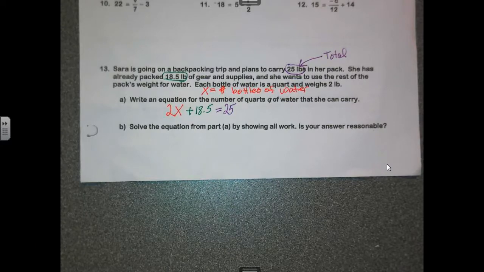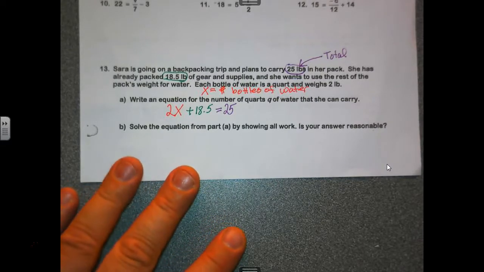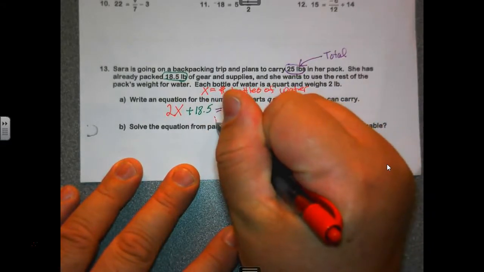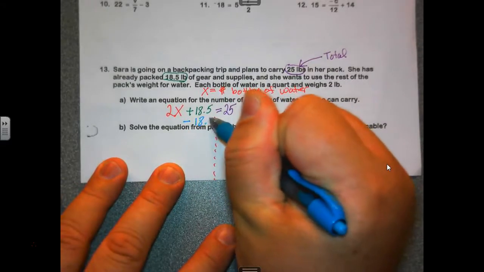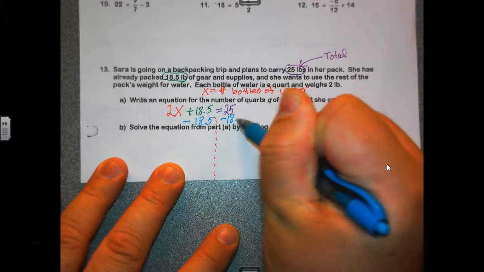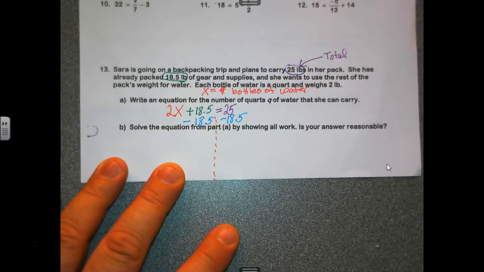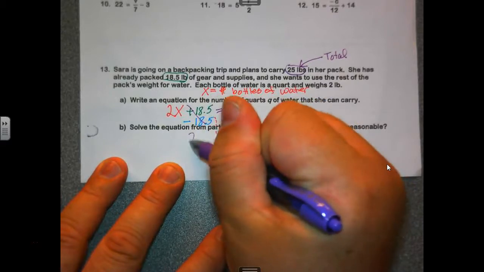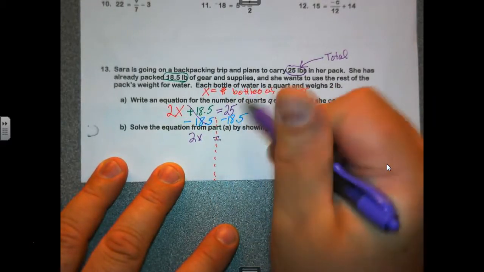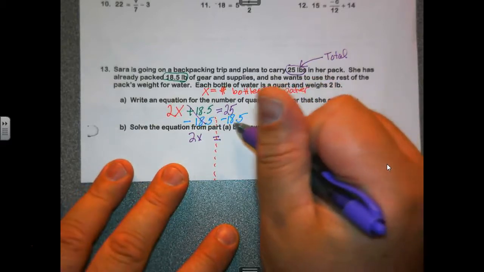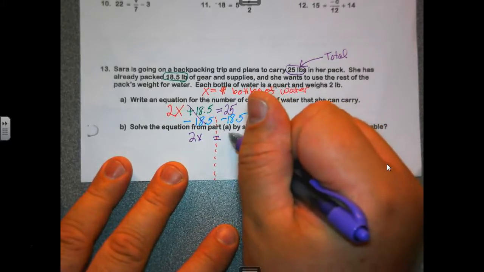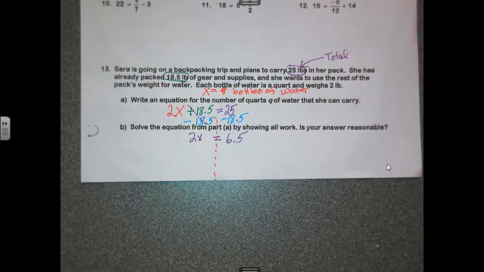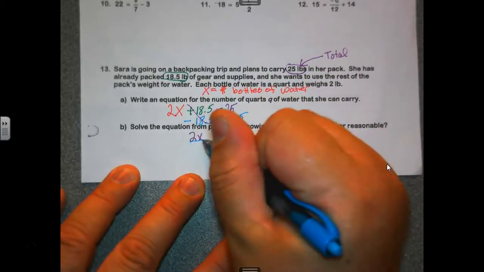All right, part B says to solve it. Well, here's my dotted line. I'm going to subtract 18.5 from each side. So I get 2x equals 25 minus 18.5. See, that would be 7, but we got a minus a half, so it's going to be 6.5. Then I'm going to divide both sides by the coefficient 2.